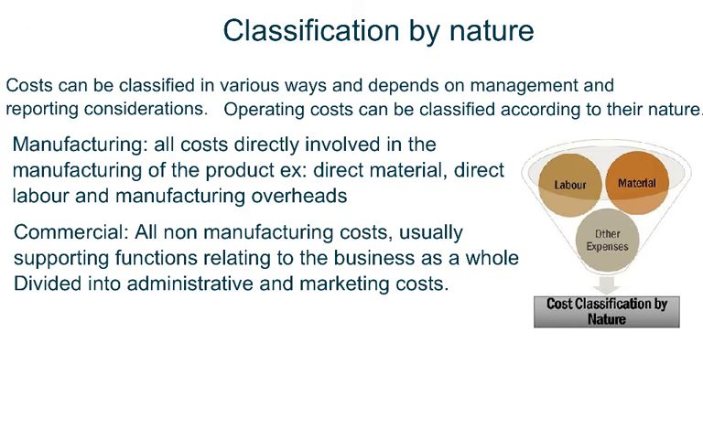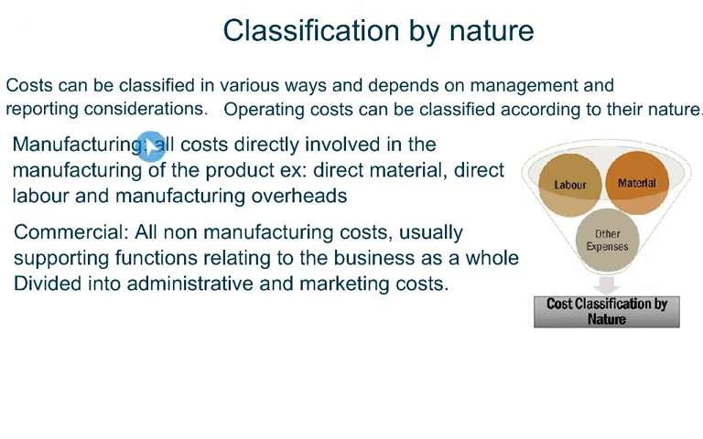Now, our first classification is according to nature. Cost can be classified in various ways and depends on management and reporting considerations. Now, the first classification is according to their nature. So we have manufacturing and we have commercial costs. So the nature of the cost is either manufacturing or commercial.